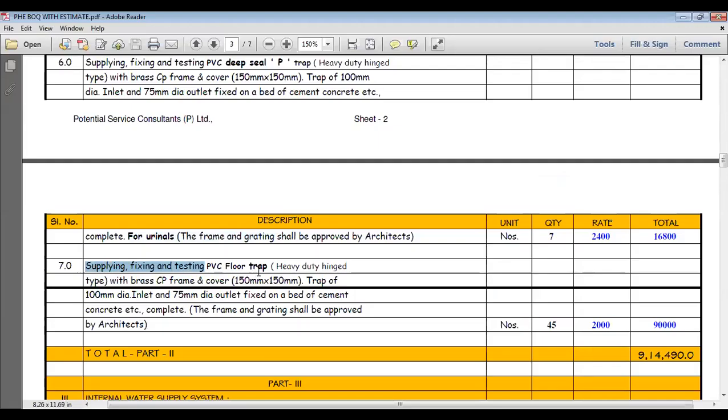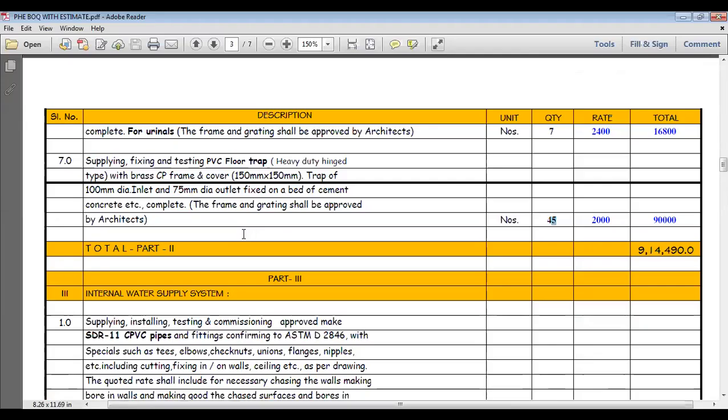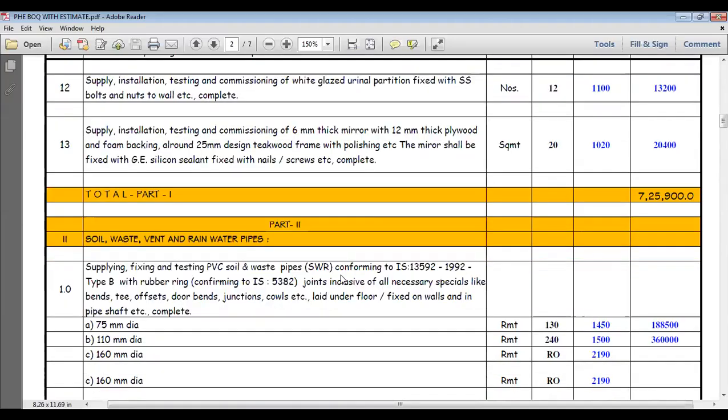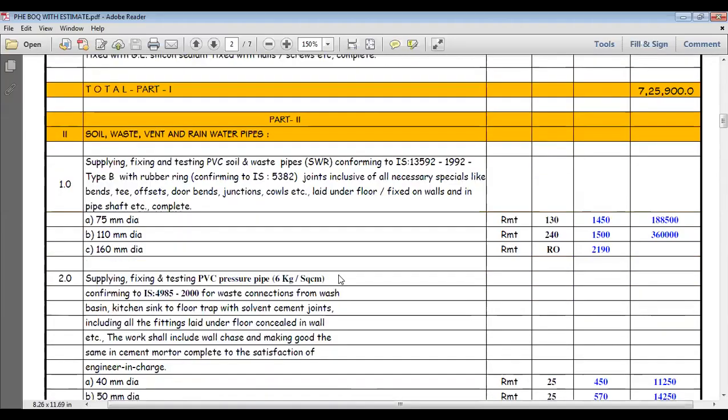This is supply, fixing and testing of PVC floor drop for the shower area and other toilet areas you are using. For that quantity also we are putting. So these are the soil, waste, vent and rainwater pipe items we have put. And the above are the drainage items.